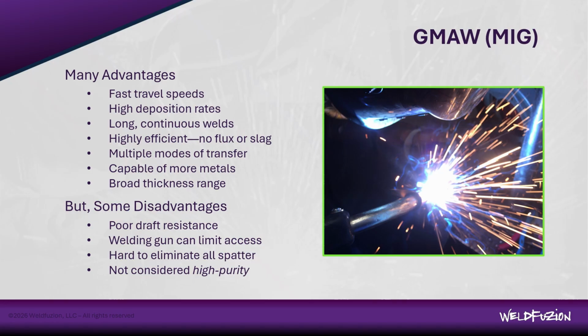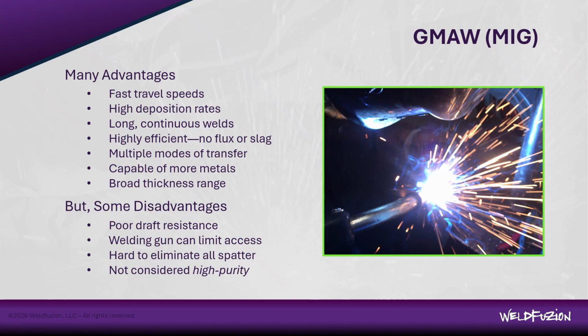Various modes of transfer ranging from short circuit to spray and including various pulsed waveform outputs give it a wide range of application, from thick to thin metals with the ability to nearly eliminate spatter. Not quite, right? Every time the wire touches the part, you can have a chance for spatter. So during this arc start, if nothing else, when that wire's fed down onto the plate, it can generate some spatter. Okay, unlike TIG, which doesn't do that.